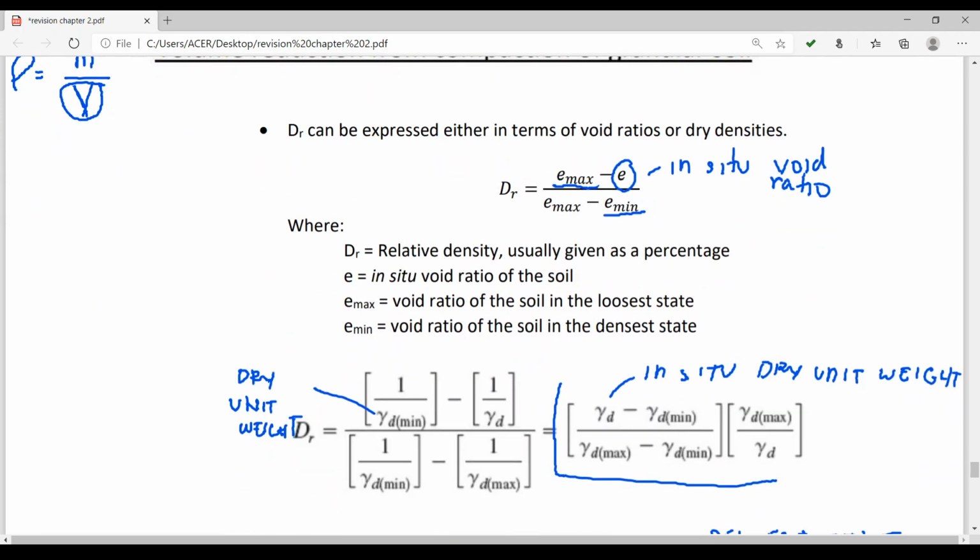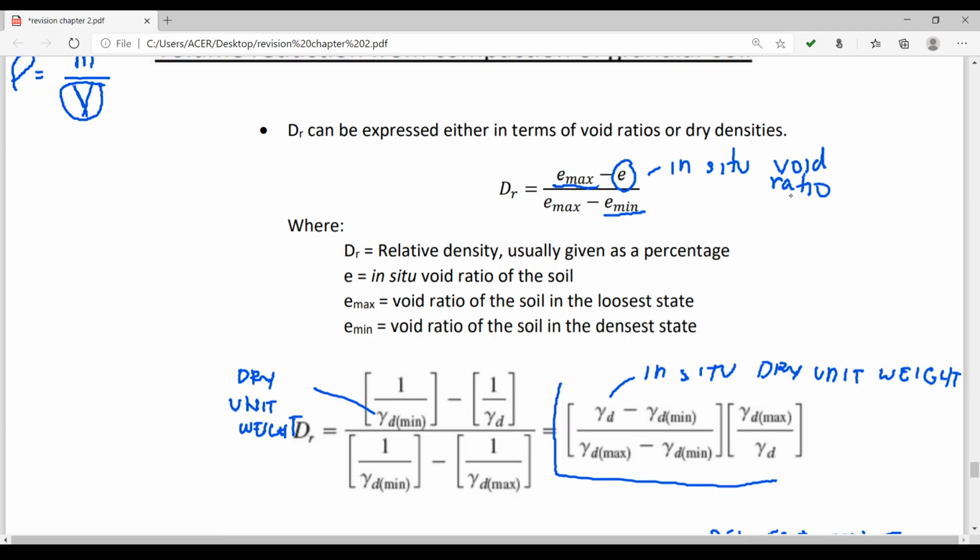So in computing your relative density, we have two equations in terms of your void ratios or in terms of your dry densities or dry unit weight. So we have this one. Relative density is equal to your Emax minus E, over Emax minus Emin. E is the in situ void ratio.